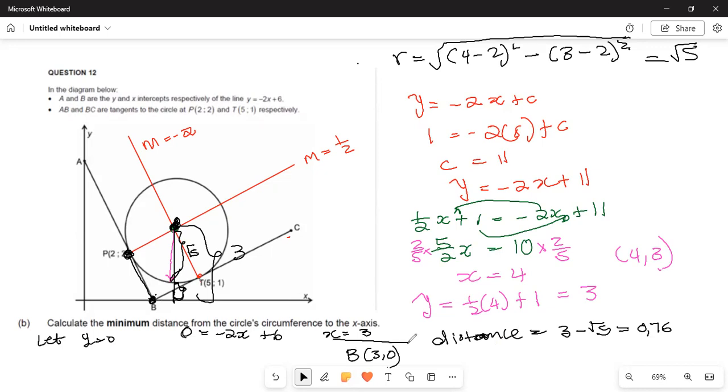So if you use this for your distance formula, then they will take away 2 marks for the assumption that you have made.